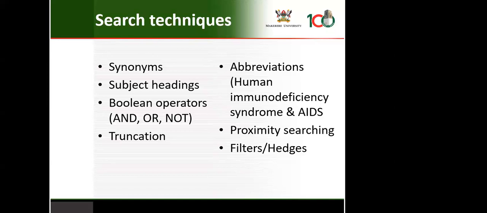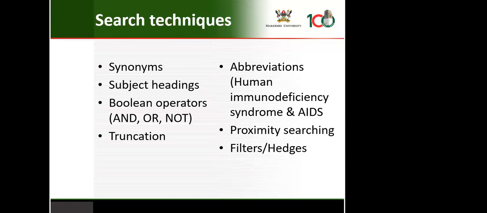So we are going to look at synonyms as one of the search techniques, subject headings, Boolean operators, truncation, abbreviations, proximity searching, and filters and hedges. There are very many out there. I picked the most important ones that we must know. Whether you are going to have a librarian on board or not, you as a content expert should be able to understand and interpret the search strategy. Because if you think there is something wrong or there is a term missing, you as the content expert should advise.